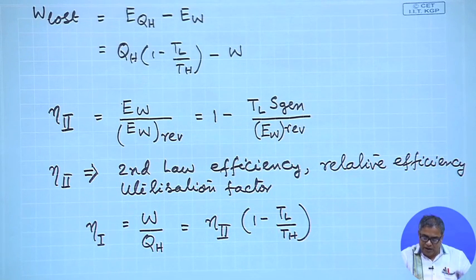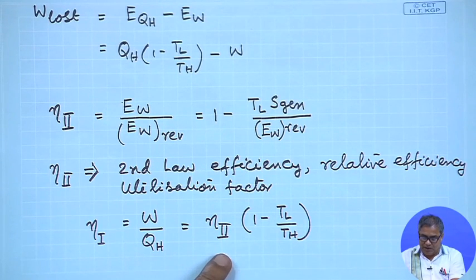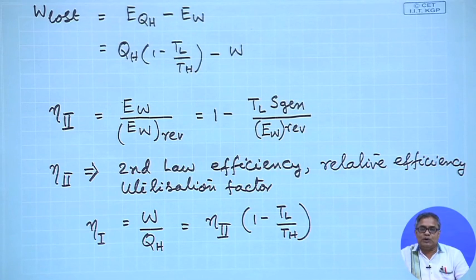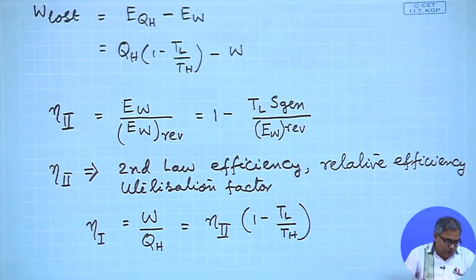So, that is why sometimes it is called relative efficiency or utilization factor, because whatever we have got has to be multiplied with some utilization factor to know the actual utilization of the thermal energy which is possible. So, this is your eta 2.